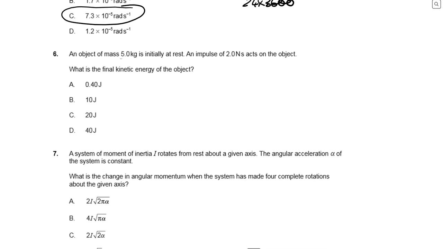An object of mass 5 kg is initially at rest. An impulse of 2 Newton seconds acts on the object. What is the final kinetic energy of the object? Okay, at rest, impulse acts on the object. So we have delta P is equal to 2, right? And that is also equal to mv.